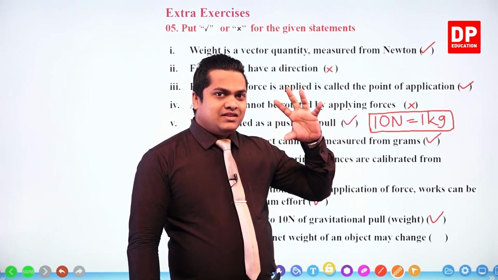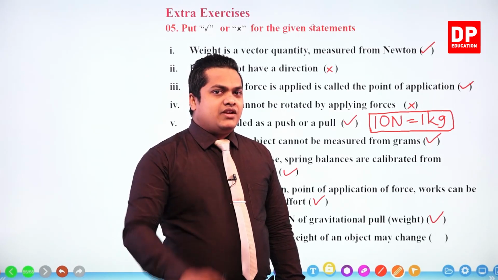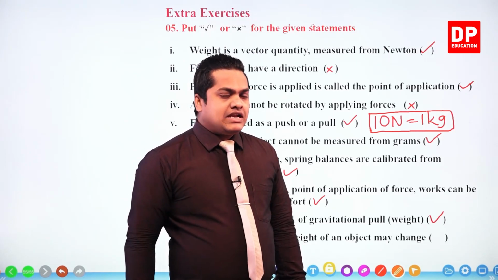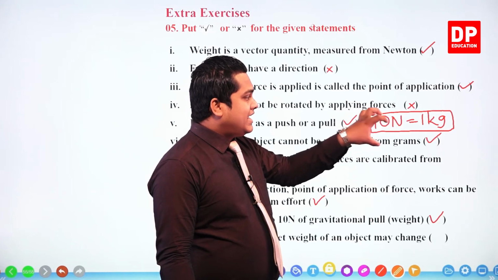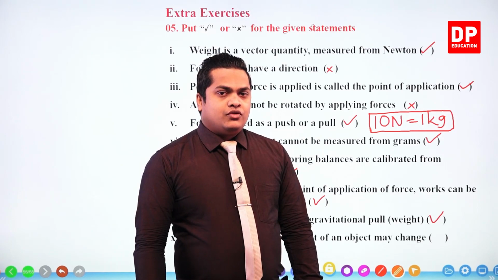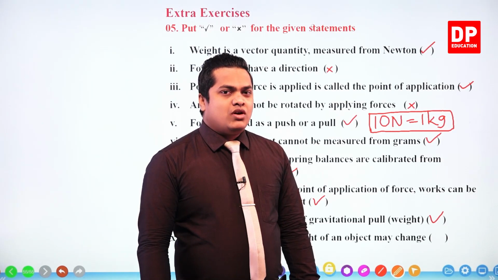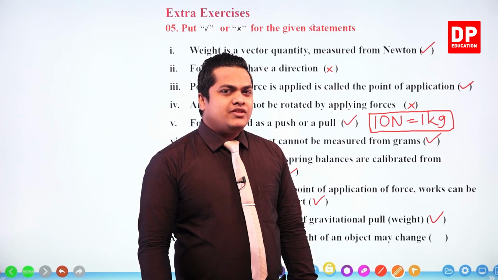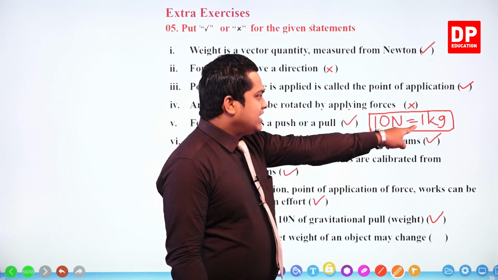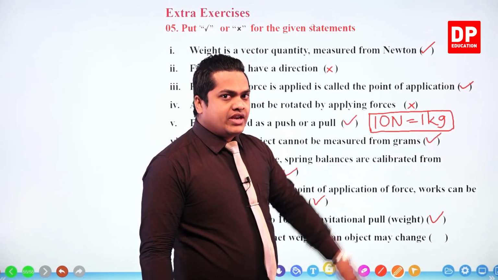1 kilogram of your mass is giving out 10 newton of a force towards the ground. But if you are living on a different planet, my dear children, your gravitational pull would definitely change and it would not be like this. So therefore, your weight is going to change. For a simple example, we'll imagine that your mass is 60 kilograms. You know that 1 kilogram is giving 10 newton, then 60 kilograms means 600 newton.